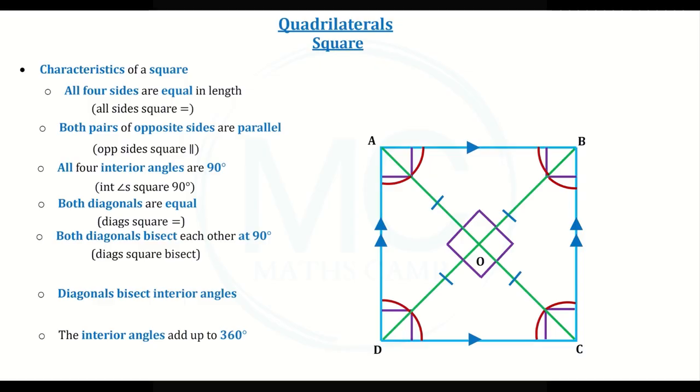The diagonals create 90-degree angles between them, so they are perpendicular. So as our reason, we say diags square, followed by the symbol for perpendicular. Diagonals of a square also bisect interior angles. So as our reason, we say diags square, bisect interior, followed by the angle symbol. And as we have seen in our previous videos, when giving the reason that the sum of the interior angles of a quadrilateral is 360 degrees, we simply say interior angles quad.